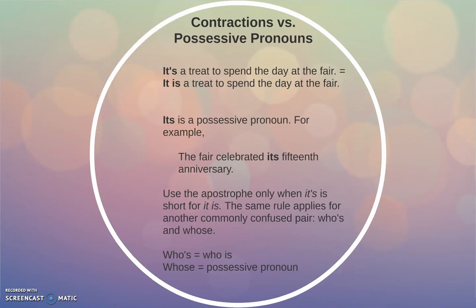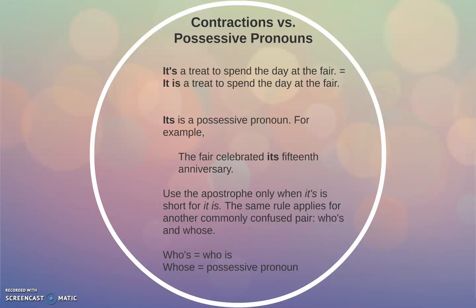Sometimes writers get confused about it's and its. The it with the apostrophe s is the contraction that stands in for it is. For example, it's a treat to spend the day at the fair equals it is a treat to spend the day at the fair. On the other hand, its without the apostrophe is a possessive pronoun, just like hers, ours, yours, and theirs, none of which take an apostrophe. For example, the fair celebrated its 15th anniversary.